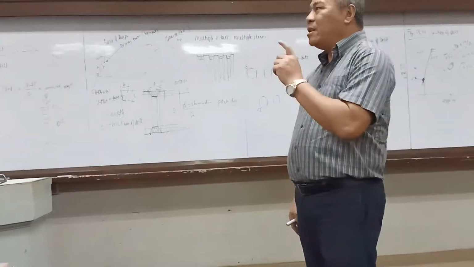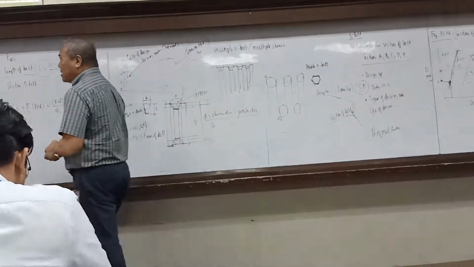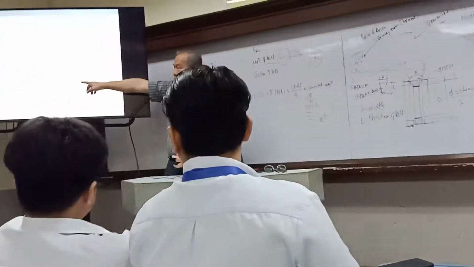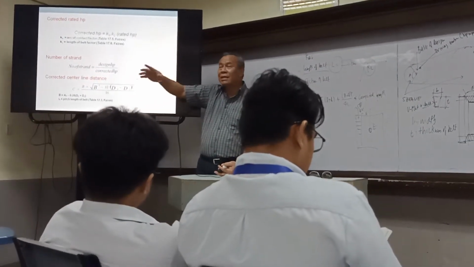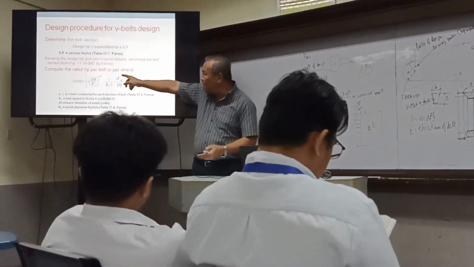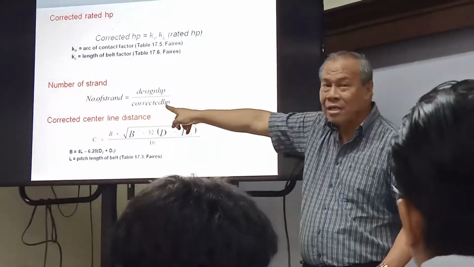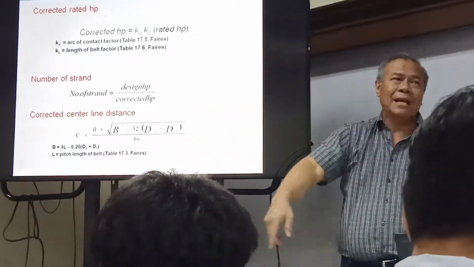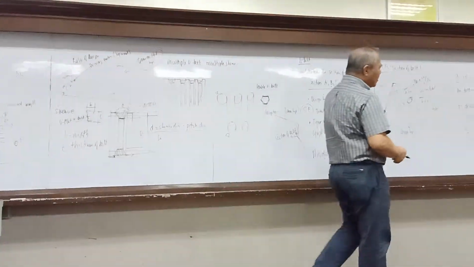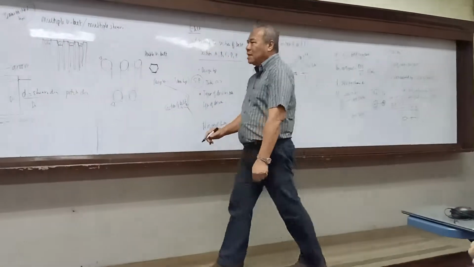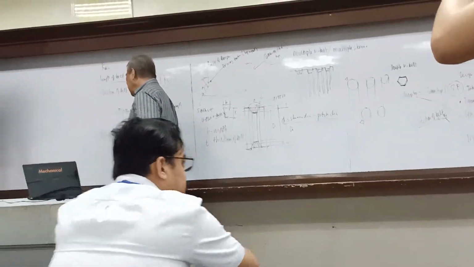Okay, now. So, after you have now computed for the corrected rated horsepower, using the equation, we can determine the number of strands. When we talk about number of strands, it requires us to determine the number of ilang belt ang gagamitin. Yung design HP, which is that, divided by the corrected, which is that. Yun ngayon ang number of the strand. Now, malagay natin, supposing ha, the number of the strand becomes like this. So, number of the strand.